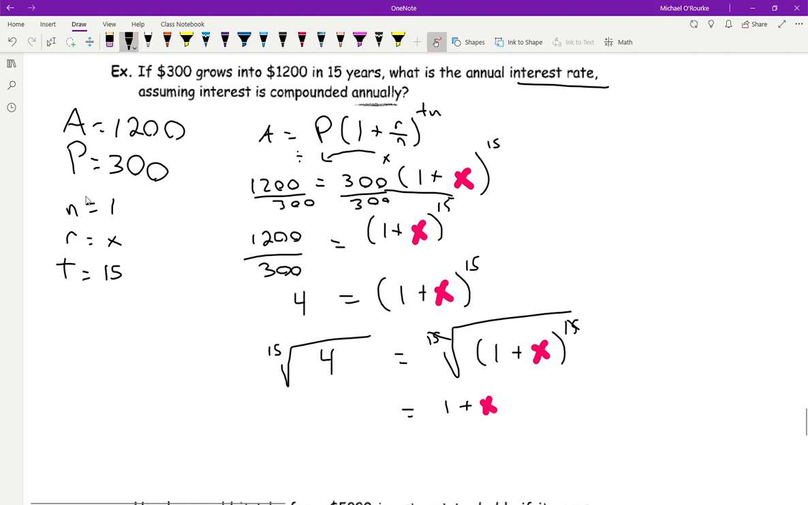On this side, we're going to have to do some fancy calculator work here. So for example, if you're using a calculator such as, oh, do I even have this? Uh-oh. May not have that there.